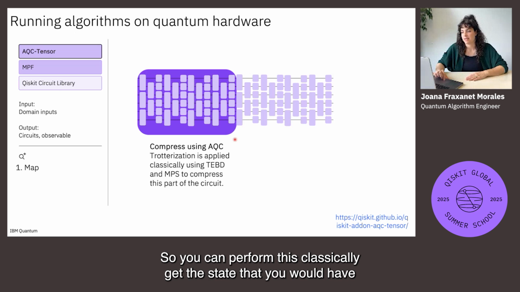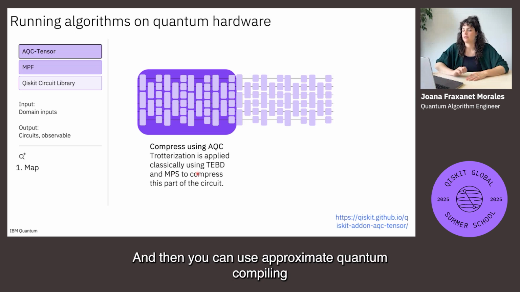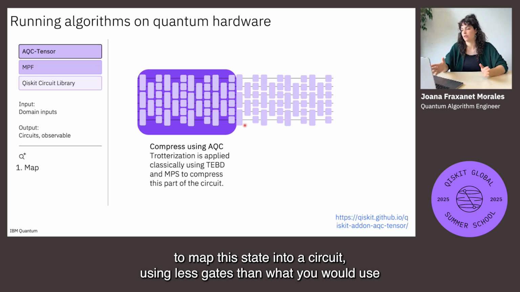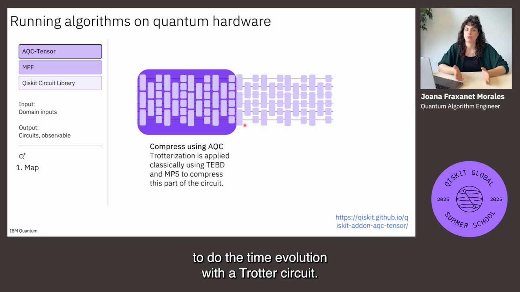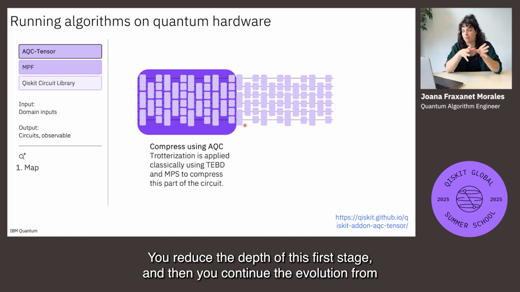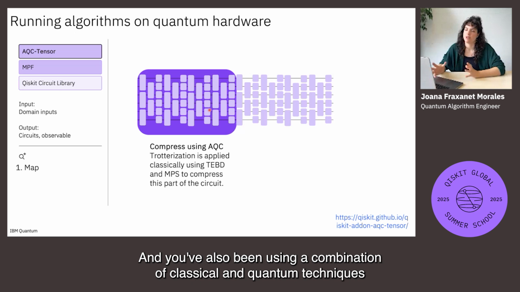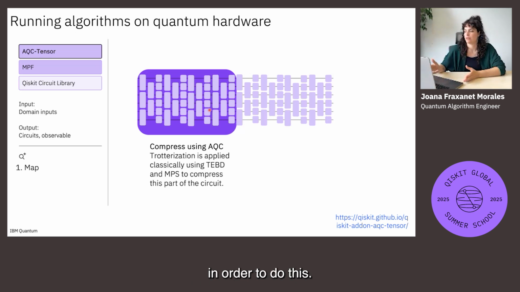So you can perform this classically, get the state that you would have with this time evolution, and then you would get it as an MPS, and then you can use approximate quantum compiling to map this state into a circuit using fewer gates than what you would use to do the time evolution with a Trotter circuit. And then you have this first stage already prepared, you reduce the depth of this first stage, and then you continue the evolution from then on. So in this way, you end up with a depth that is smaller. And you've also been using a combination of classical and quantum techniques in order to do this.